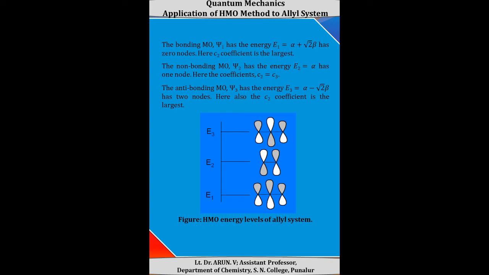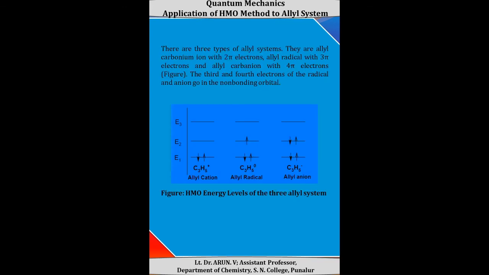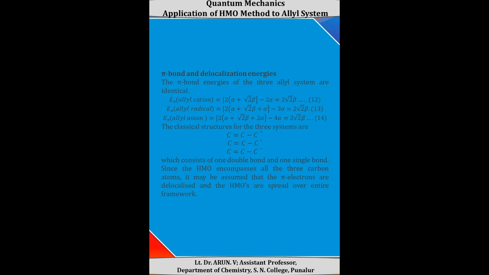This figure shows the Huckel energy levels of the allyl system. There are 3 types of allyl system: allyl carbonium ion with 2 pi electrons, allyl radical with 3 pi electrons, and allyl carbanion with 4 pi electrons. The third and fourth electrons in the radical and anion go into the non-bonding level. The HMO energy levels of the 3 allyl systems are shown in this figure: allyl cation, allyl radical, and allyl anion. Next we have to find the pi bond and delocalization energies of the 3 allyl systems.